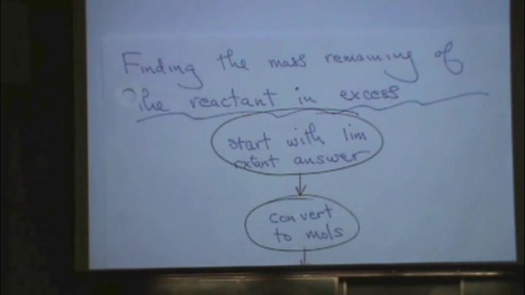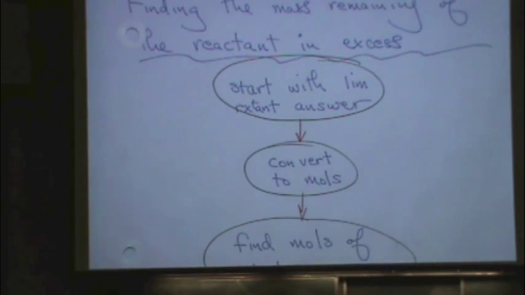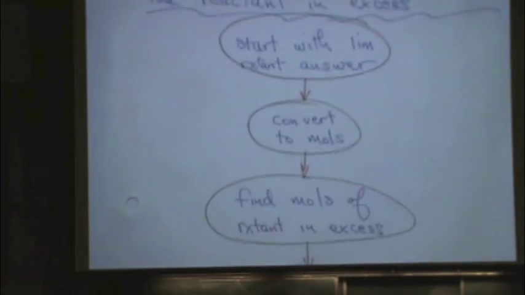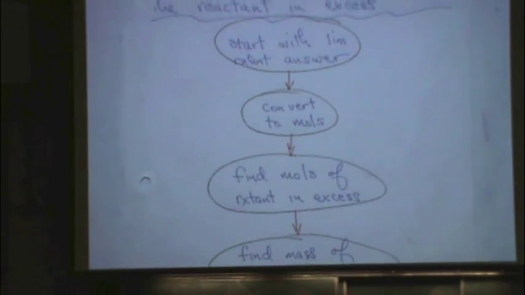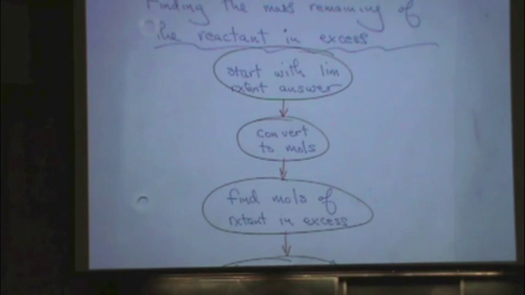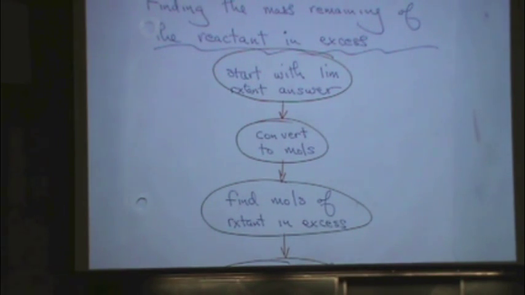Okay. So start with your limiting reactant answer. For us, that'll be the 31.6. We'll do this in a minute. You're going to convert that to moles if it's not in moles already. Then what you're going to do is find the moles of the reactant in excess. So you're going to go from moles of the answer, which in our case is manganese, to moles of aluminum. So you're going to calculate the moles of aluminum from the correct answer.